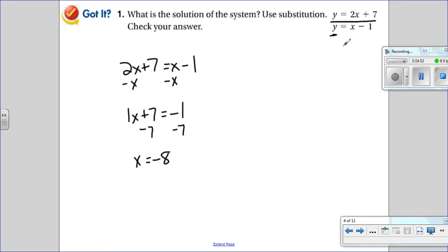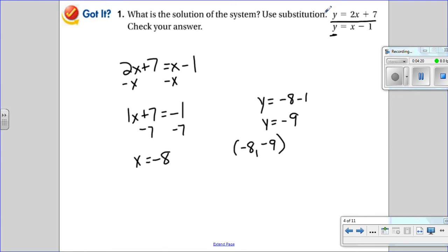Take negative 8 and plug it back in. The bottom one is the easiest. And I get y equals negative 9. So my solution is negative 8, negative 9. And remember, if we were graphing these, that's where the two lines would intersect.